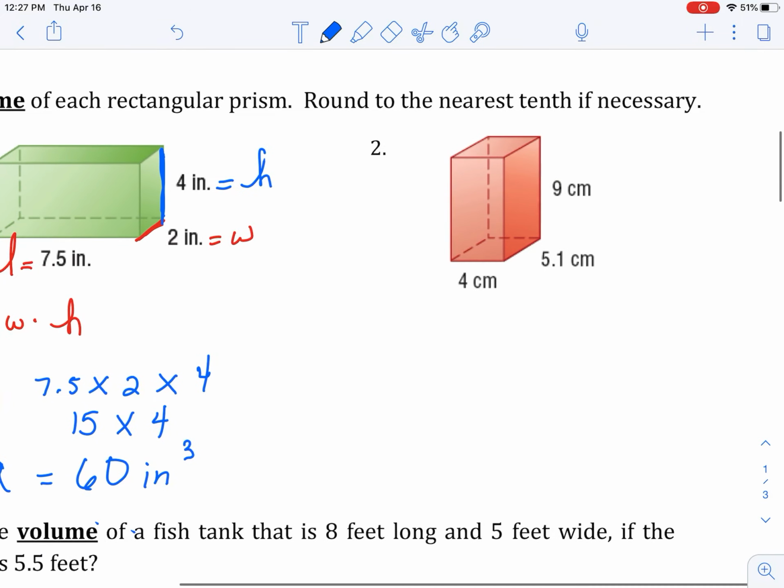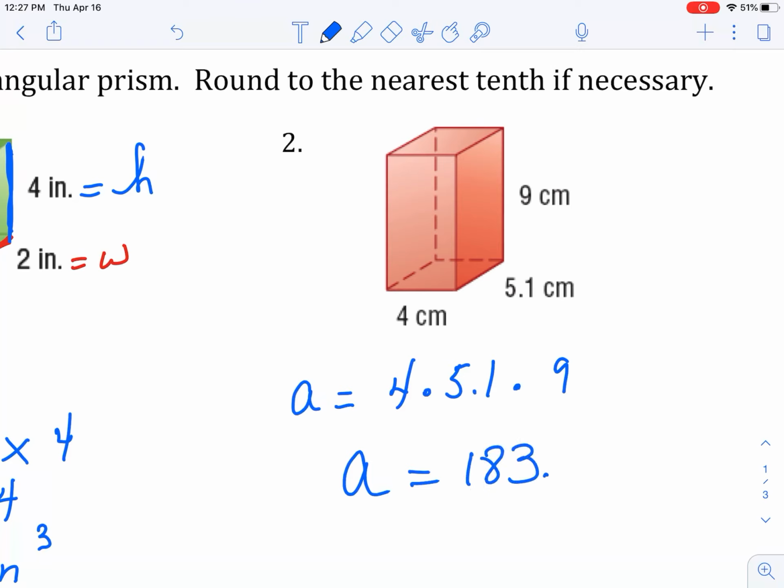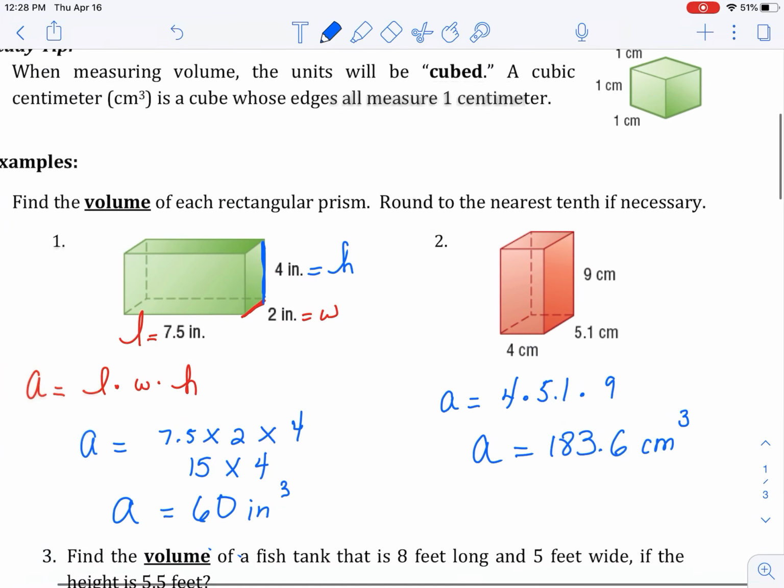And now looking at this next one, because it's length times width times height, you have 4 by 5.1 times that by 9. And since you're basically just multiplying them, length times width times height, you can just multiply through. So it's going to be 4 times 5.1, which is 20.4. And then we're going to multiply that by 9 to get an area of 183 6/10 cubic centimeters.